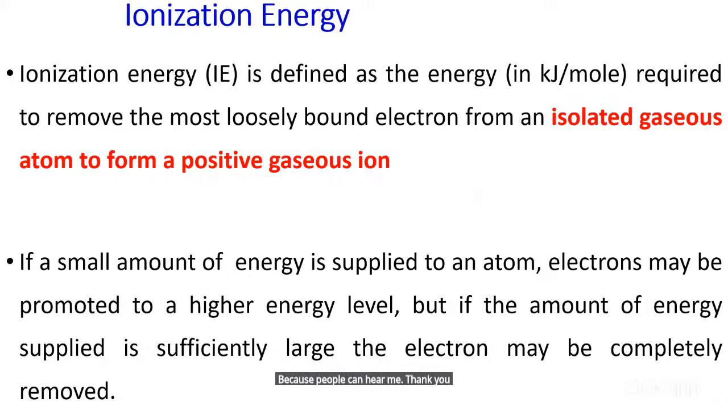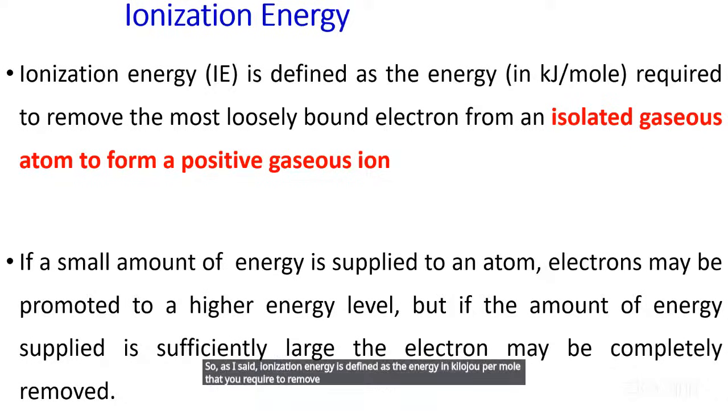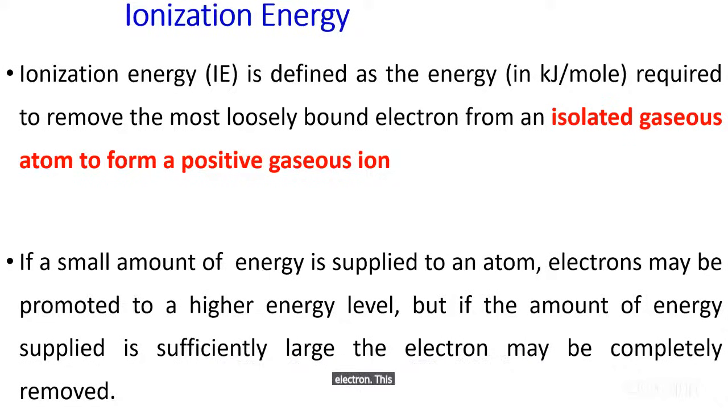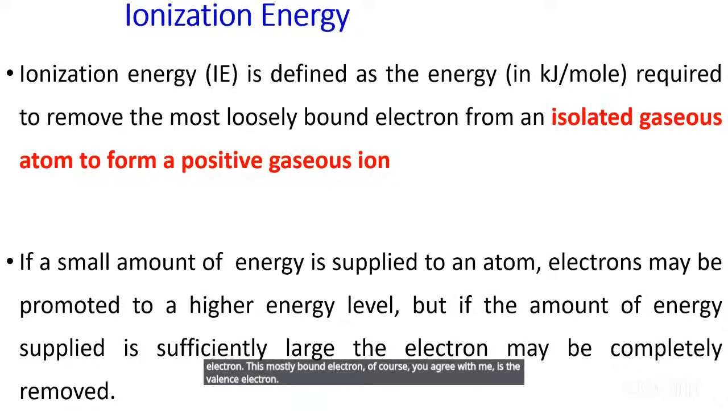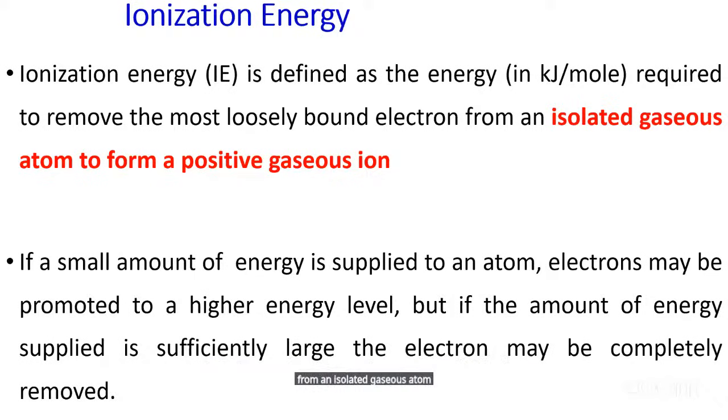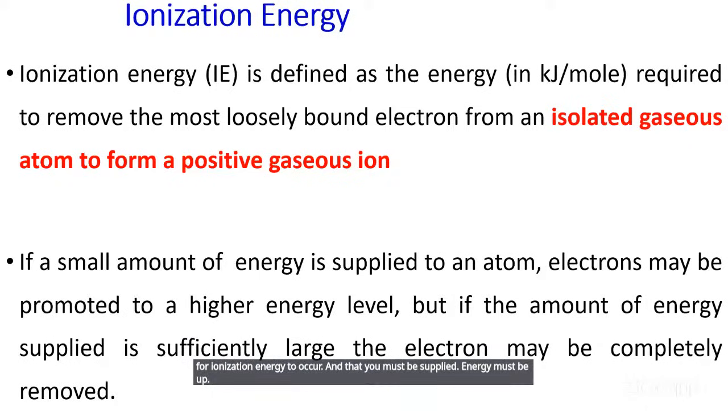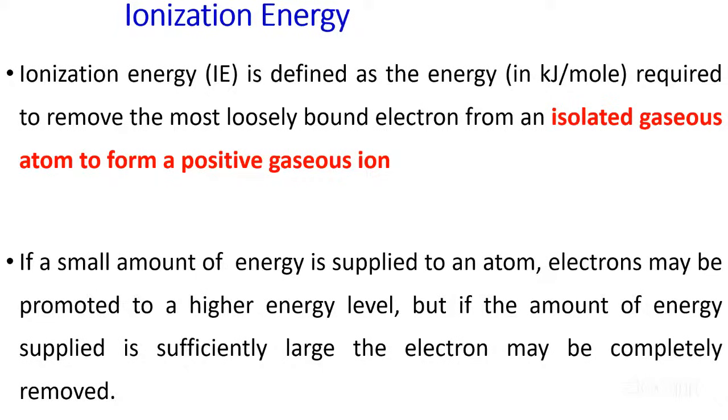Thank you very much. So as I said, ionization energy is defined as the energy in kilojoules per mole that you require to remove the most loosely bound electron. This most loosely bound electron, of course, you agree with me, is the valence electron from an isolated gaseous atom to form a positive gaseous ion. So what it means is that for ionization energy to occur, energy must be supplied, energy must be absorbed. If it's the ground state, then ionization energy cannot take part.